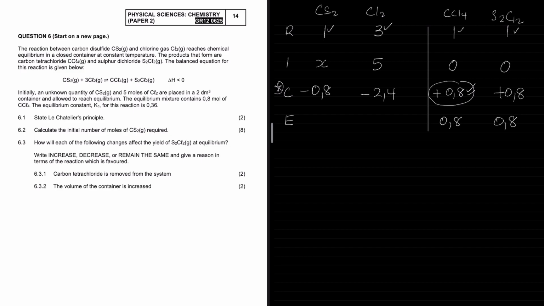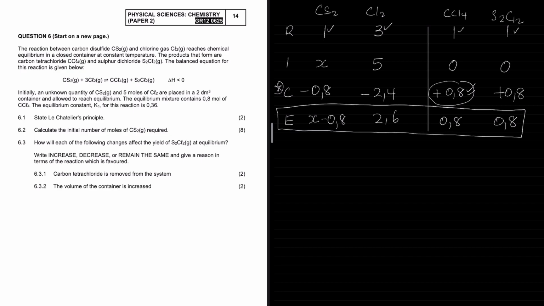Now we can complete the columns. x minus 0.8 is x minus 0.8. 5 minus 2.4 is 2.6. So this row represents the number of moles of each compound at equilibrium. Now to calculate Kc, we must have concentration. They tell us that the volume of this container is 2 dm cubed. So we can add an extra row for concentration, and all we need to do is divide by the volume, which was 2. So the concentration of each one is just the number of moles divided by 2.